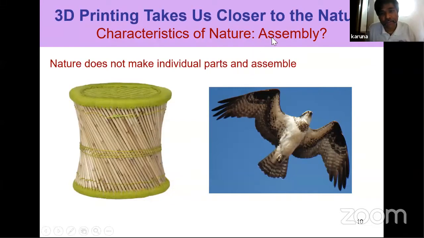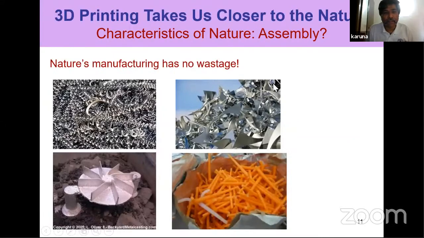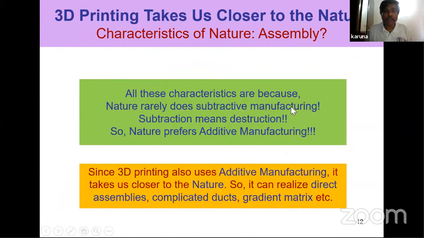The other characteristic of nature is that in nature, assembly happens together. Only in man-made manufacturing do we try to make individual components and then assemble, as in this case. Whereas in nature, the assembly is bond. In nature's manufacturing, there are no wastages the way we have in man-made manufacturing. A lot of chips and swarf happen in man-made manufacturing. All these are because in nature, manufacturing is largely additive. Nature hardly uses a subtractive route of manufacturing. So that is the first claim. After the invention of 3D printing in 1987, which is the additive manufacturing route, we have made a step closer to nature. That is the first claim.